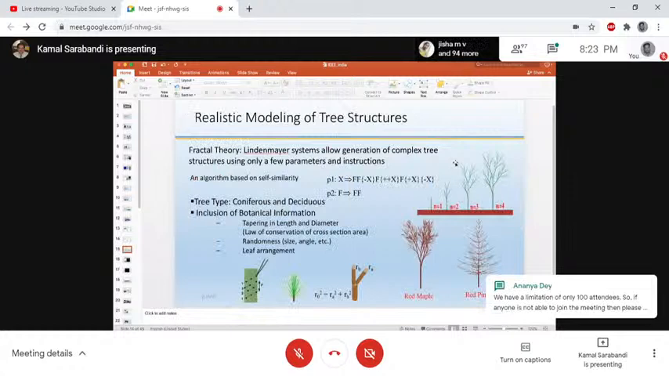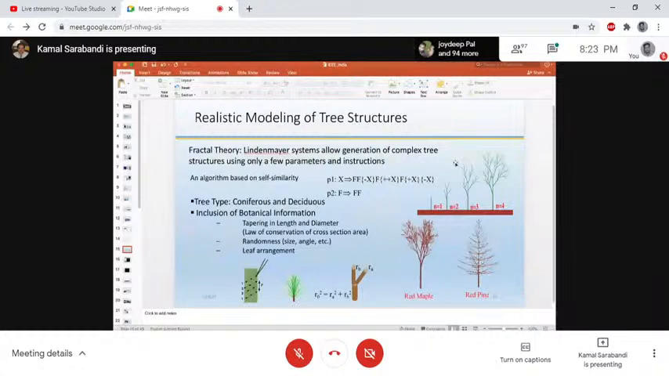Now, the tree structure itself, if you look at the tree outside, if you were to say, okay, I need to construct that and put it in my model, that becomes very, very difficult. Most trees follow a certain mathematical model. This is known as the Lindenmayer system. It's a fractal-based model. And that is not surprising.